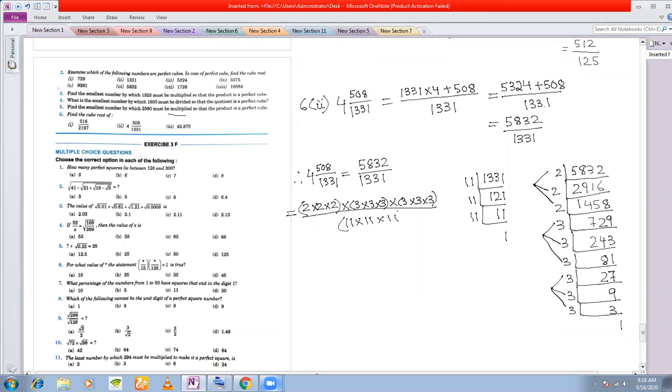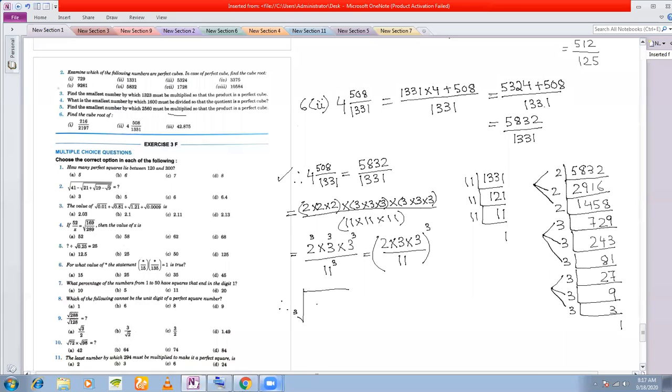Okay, so this is what you are getting. Here you are getting 2 cube into 3 cube into 3 cube divided by 11 cube. So this can now be written as 2 into 3 into 3 divided by 11 whole cube. So if you see, this mixed fraction has been expressed as the cube of this fraction. Therefore, what should be the cube root?